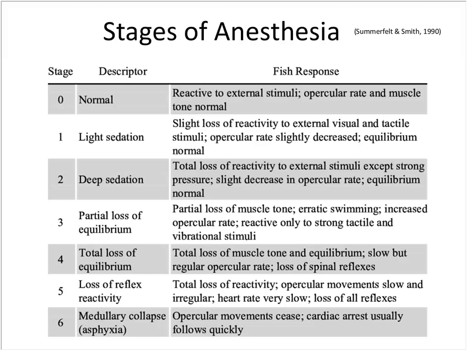So there's this paper by Sommerfeld and Smith that is often referred to as the stages of anesthesia. They range from the fish is completely normal to the fish asphyxiated and died. In this study, we're just looking at kind of the normalcy stage, so stage 0, stage 3, where the fish experiences a partial loss of equilibrium, and then stage 4, which is where you want the fish at for surgery. They're totally out. They've lost their equilibrium. They're not responsive to stimulus.